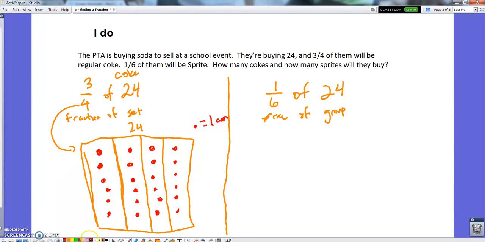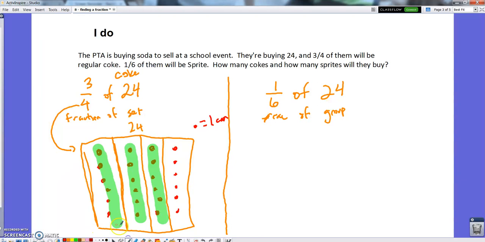And now that I've done that, there's my 24 cans, and the problem tells me that 3/4 are Coke. Since I already split it into fourths, 3 of the 4 sets, 1, 2, 3, those are going to be the Coke.